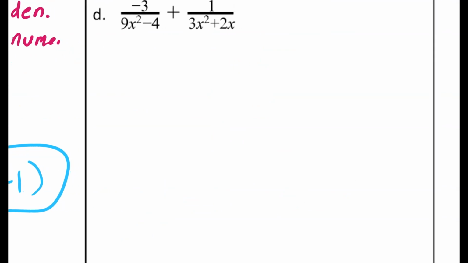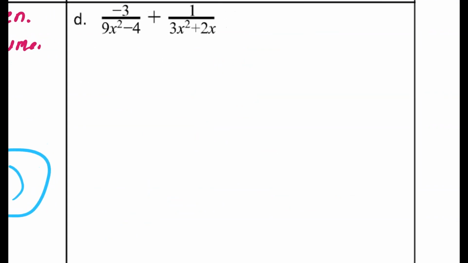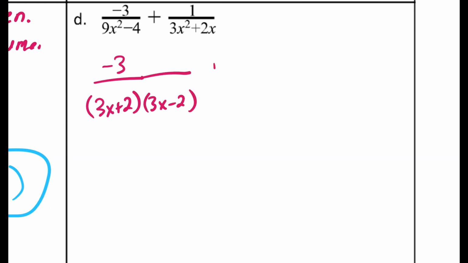For D, it's an addition problem now where I do not yet see common denominators. So I'm going to do a little bit of factoring to see if they do in fact have anything in common. 9x squared minus 4 I see as a difference of 2 squares. That factors into 3x plus 2 and 3x minus 2. And my second denominator looks like I could factor out an x to be left with 3x plus 2.